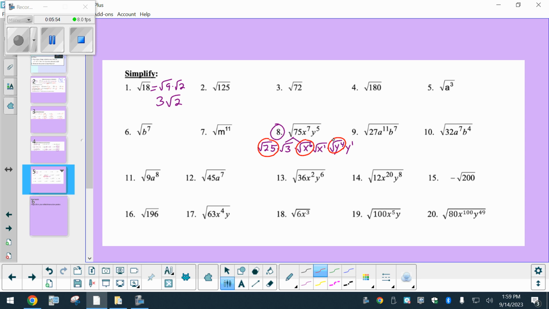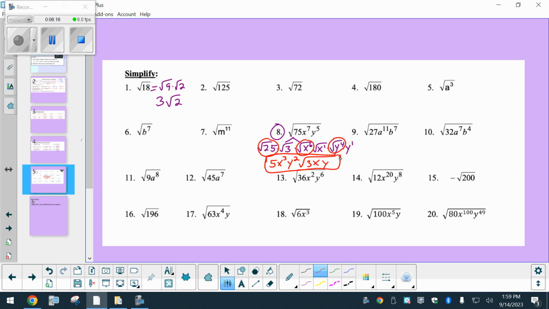Those come out from the radical. So you're going to have 5, right? X to the 3rd, y to the 2nd, because you want to cut them in half. Everything else stays under the radical. 3x, y.